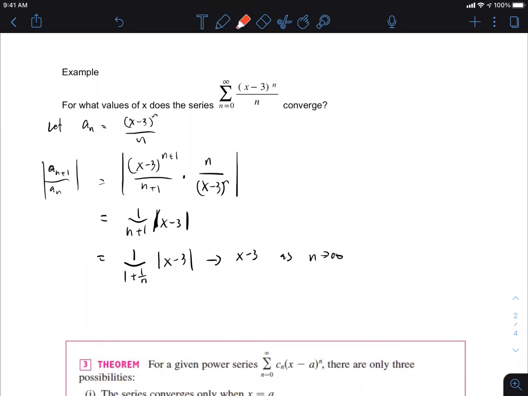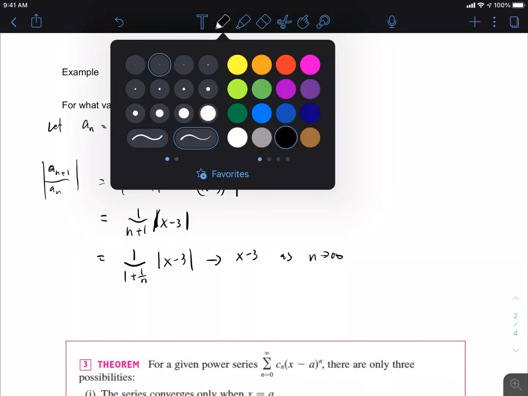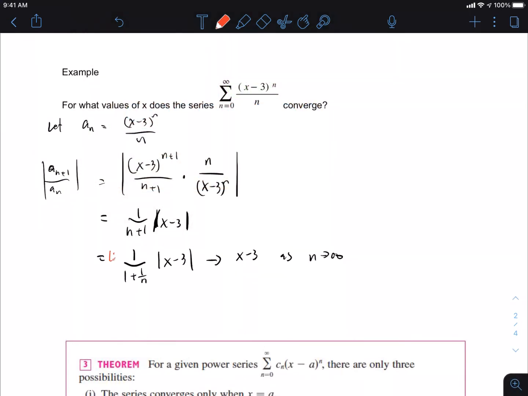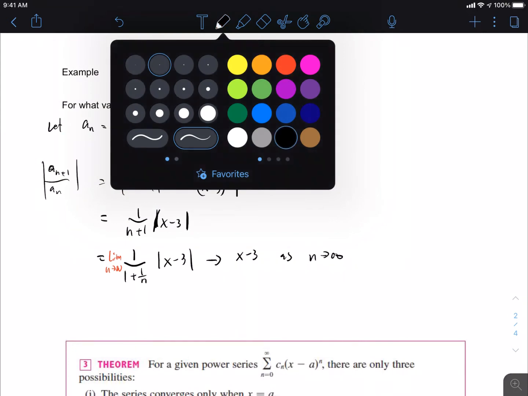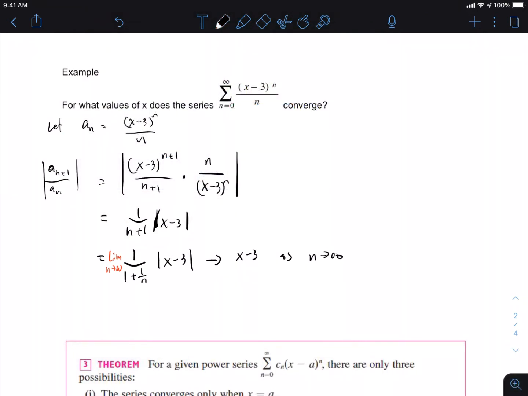So I could have written, all right, here, shoot, that's not going to work. If I'd have written here the limit as n goes to infinity, you would see what I'm talking about. You could see that that's going to become 1 over 1 times the x minus 3, which will be x minus 3.